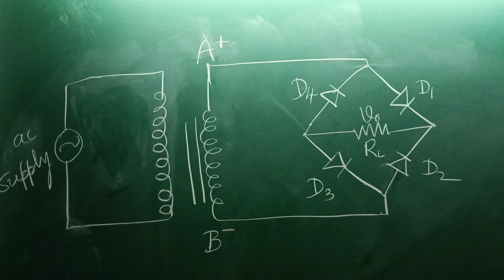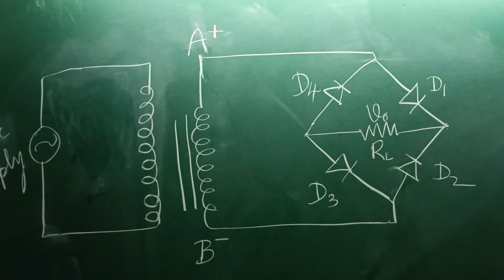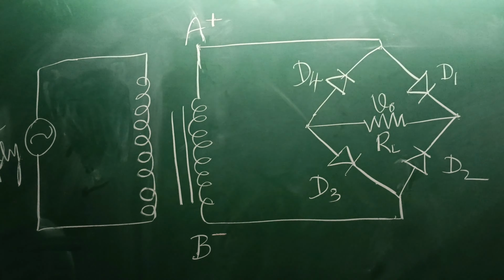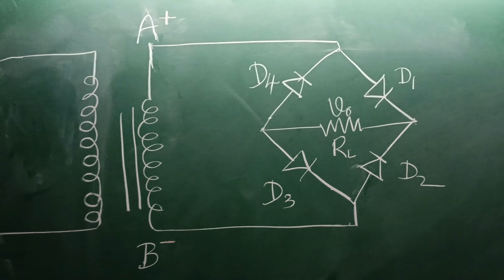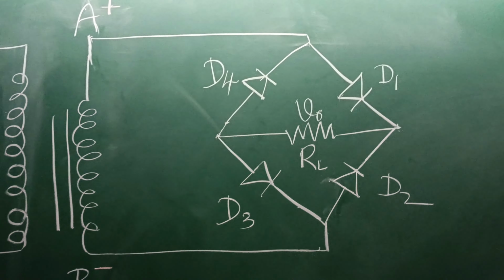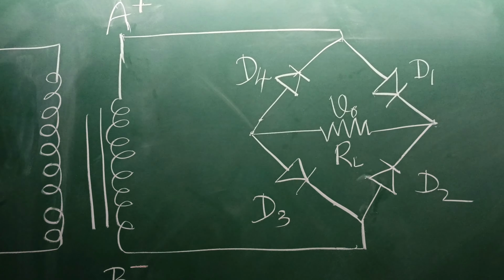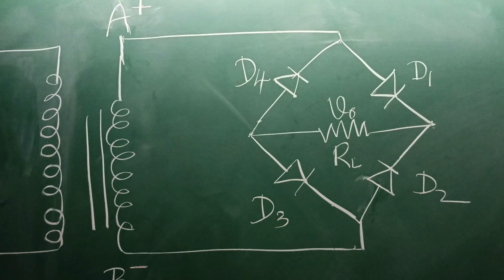During positive half cycle, terminal A is positive and terminal B is negative, which makes diodes D1 and D3 forward biased, D2 and D4 reverse biased.